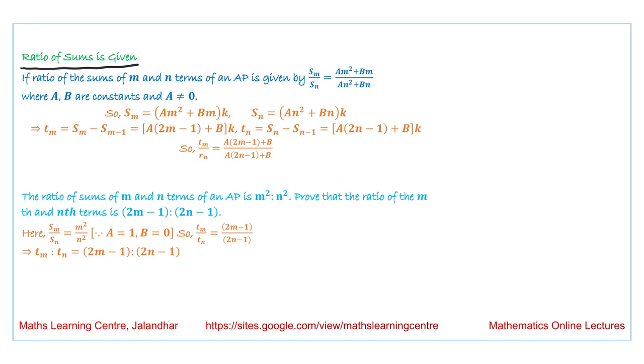So we are saying if the ratio of the sum of m and n terms of an AP is given by this formula, where a and b are constants, and we have to find the ratio of the mth term to the nth term. It is given that Sm over Sn is equal to (am square plus bm) divided by (an square plus bn).